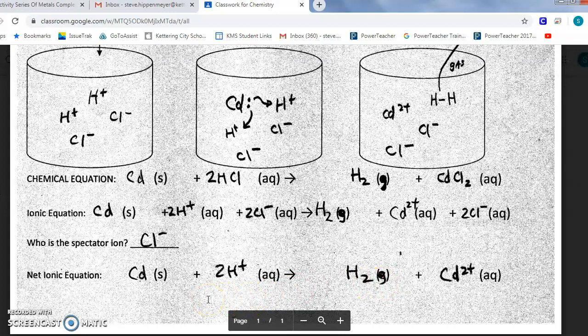In one of our upcoming notes, we will realize that what is really happening here in a single displacement or replacement reaction is a redox reaction. It's an example or a specific type of redox reaction, an oxidation reduction reaction, which means charge is changing. Hopefully, this will help you understand what happened on page 2 of our notes.